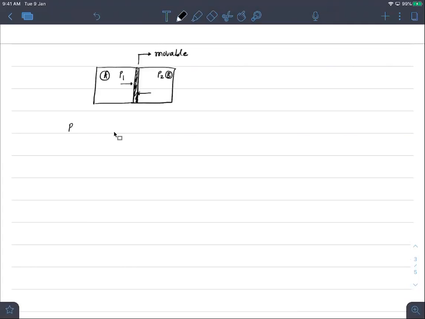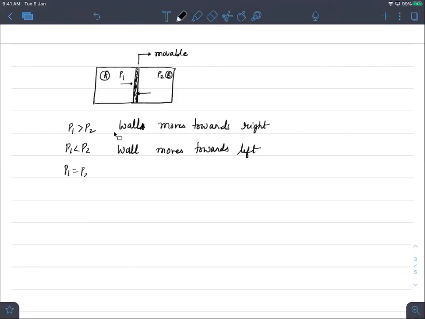Okay, so if pressure P1 is greater than P2, the wall moves towards the right, and if pressure P1 is less than P2, then the wall moves towards the left. And if P1 is equal to P2, there is no motion of the wall, no movement of the wall. And we call this state mechanical equilibrium.